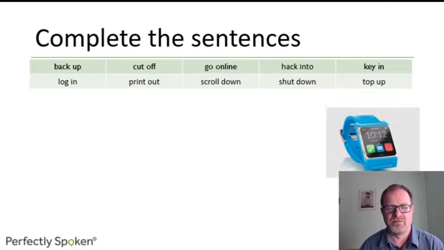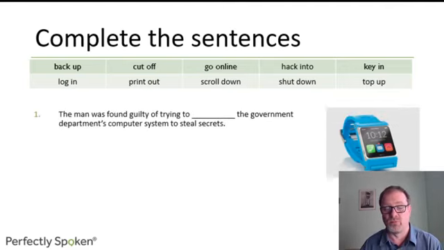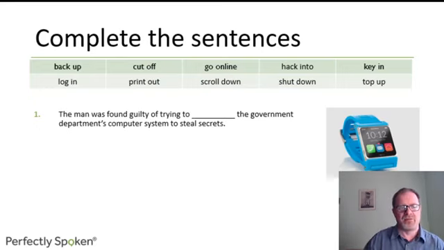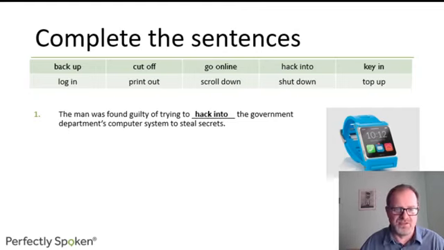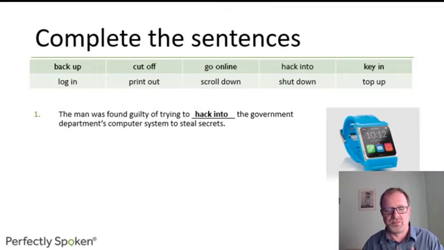So here it's a nice little picture of a smart watch, an Apple Watch there. Number 1: The man was found guilty of trying to the government department's computer systems to steal secrets, meaning to access illegally. And the answer is hack into. These people, of course, are called hackers. There's a big scandal at the moment about the accusation of the Russians of hacking into US computers and influencing the American presidential elections recently.